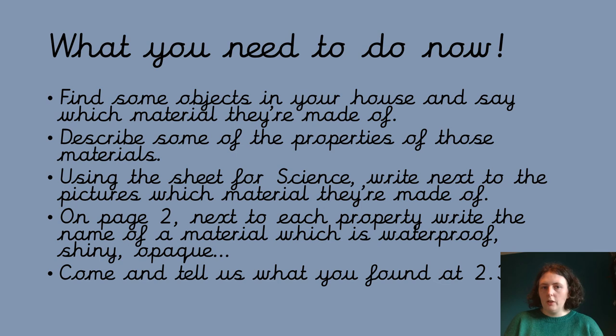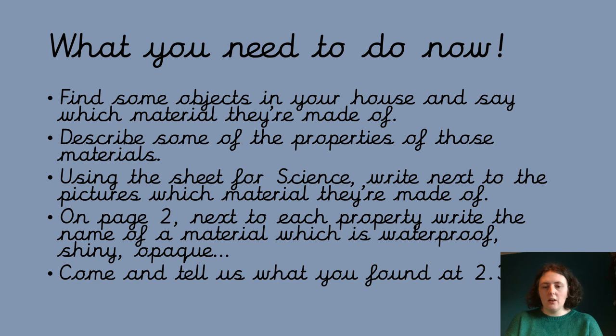So what you need to do now is, you should have found some objects. If you haven't already, go and find some objects and decide which material they're made of. And then decide what are the properties of those materials, like I did with my spoon and my picture of the Lego bricks. If you don't have anything you can find, there are some pictures on the school website you could talk about with someone. So then there should be a sheet on the home learning page of the school website. On there, there are some photographs of some different materials, and I would like you to just name the material that they're made of. And then on the second page of the sheet, there's a list of properties, and we've just talked about most of them.